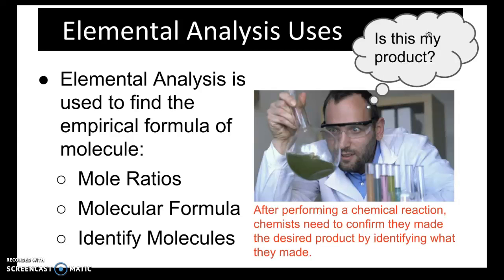So if, for example, you determine that the empirical formula you got from elemental analysis matches the empirical formula of the molecule you hoped for, that will be supportive evidence that you have made your product. If it doesn't match, however, then that would be evidence to suggest that you did not make your product.